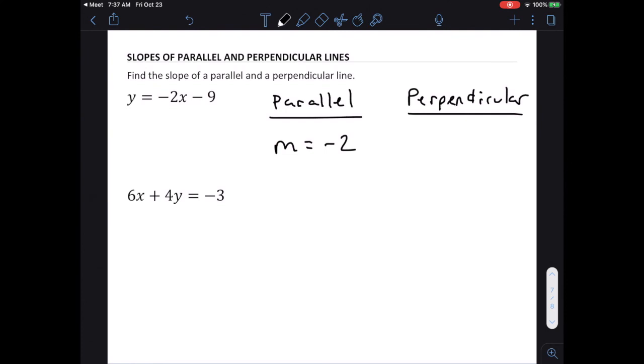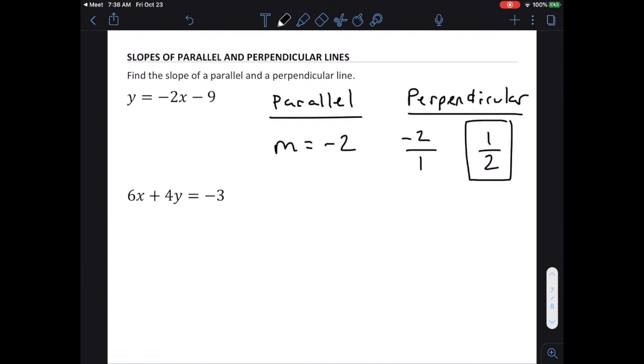And what we have to say is if we have a slope of -2, we can remember that that's -2 over 1, but our slope of our perpendicular line is going to be that opposite reciprocal. So we need to flip it over, and we need to make it the opposite sign. So in this case, it becomes positive. So the slope of a perpendicular line is 1/2.